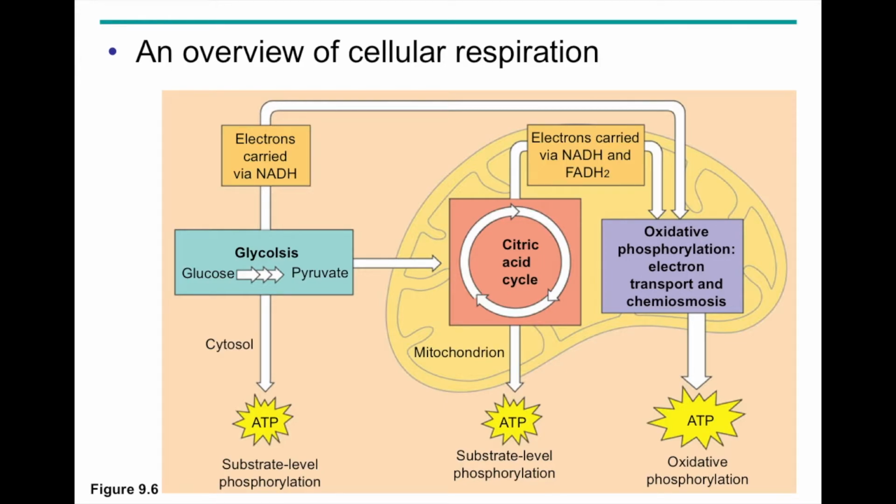Finally, in oxidative phosphorylation, we have two major things that are occurring here, which is the ETC, the electron transport chain, and chemiosmosis, which are going to be considered a coupled reaction. And this is where we're releasing a majority of our ATP molecules: oxidative phosphorylation.